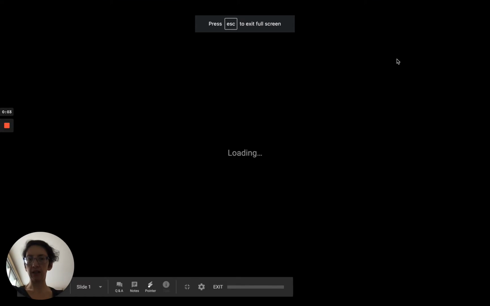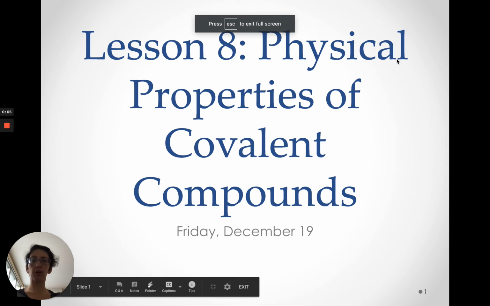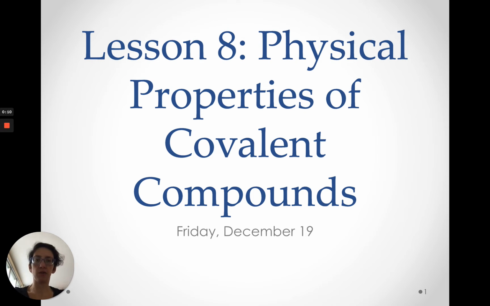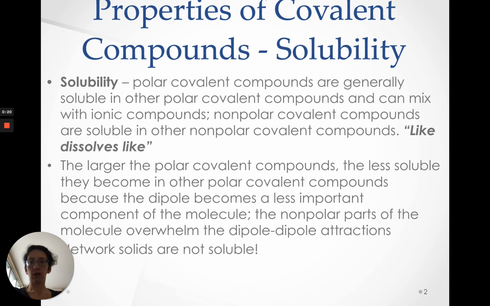All right, lesson 8, super simple. Physical properties of covalent compounds. These will usually be tested by asking you to compare, or guess what kind of compound it is, by giving you some physical properties, and then you have to guess whether it's metallic, ionic, covalent, etc. So, properties of covalent compounds: solubility.